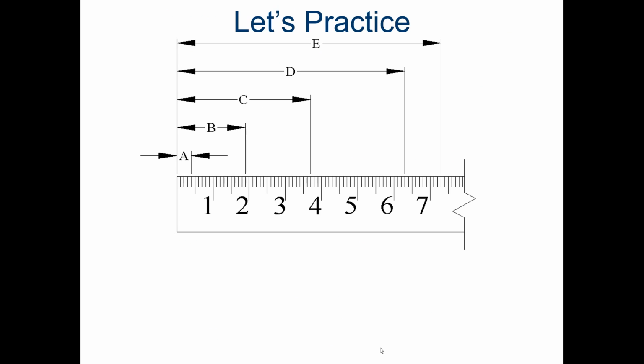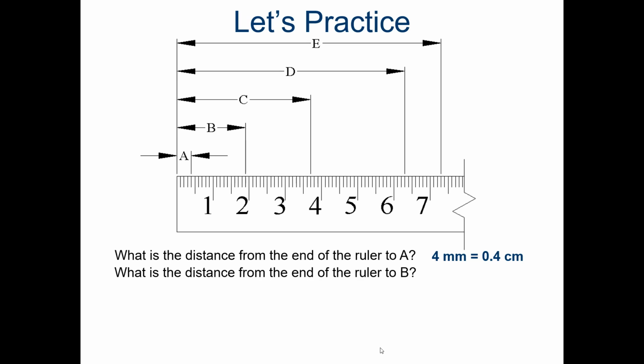Okay, let's practice this. A, we have 4 millimeters or 0.4 centimeters, right? Because you're over 4 marks. 4 millimeters or 0.4 centimeters. B, what is B? Well, it's 1 full centimeter, right? And then 9/10 of the next. So it's 1.9 centimeters or how many millimeters? Right, 19. C is 3 full centimeters and 7 marks.